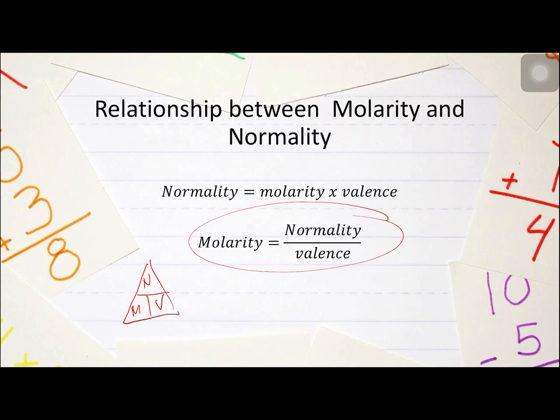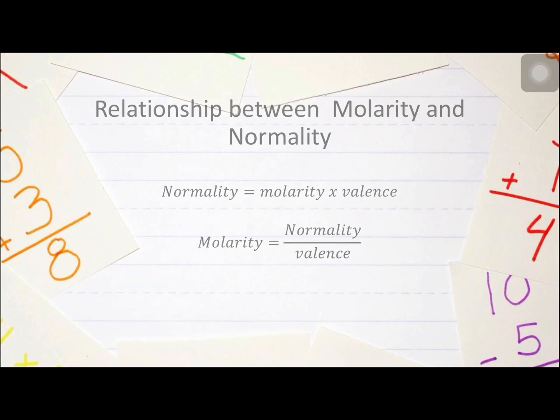Now, if one is missing, for instance, you have your normality missing, all you have to do is multiply your molarity times your valence. And in doing so, you can compute for your normality. Very easy, you don't have to compute again and again, because all you have to do is compute for one and then multiply it with the other or divide it with the other. Very easy. Okay, so do not forget the use of this very awesome triangle.